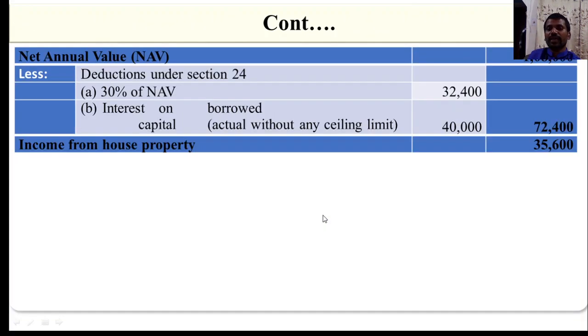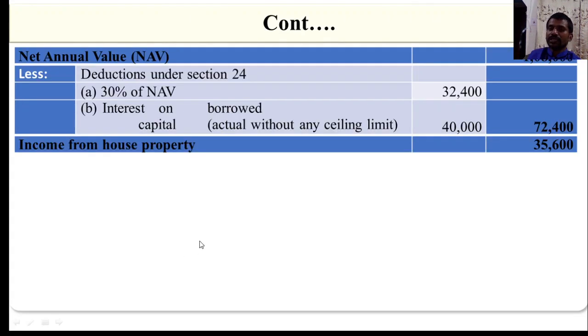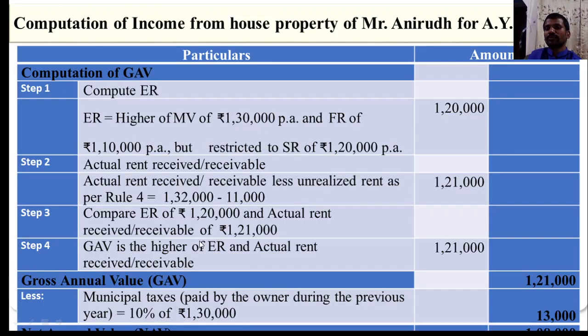But in case of actual rent, what has happened? 1 month unrealized rent is there. After deducting the unrealized rent, the amount we got is 1,21,000. Whichever is more, either expected rent or actual rent, actual rent is more. So actual rent amount 1,21,000 is the gross annual value.